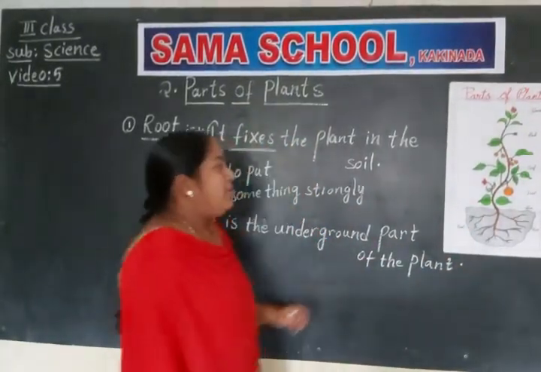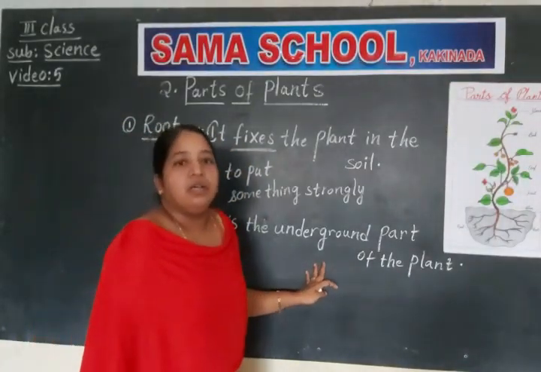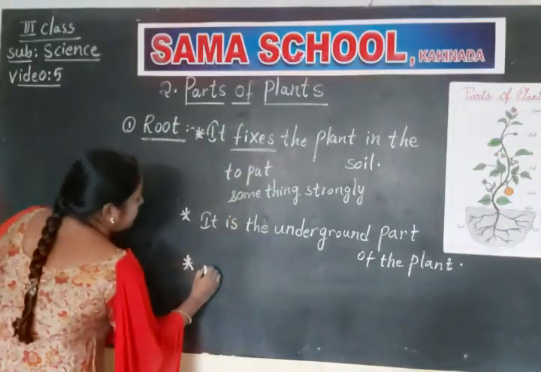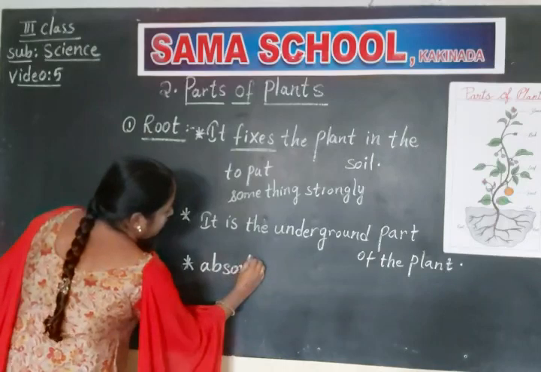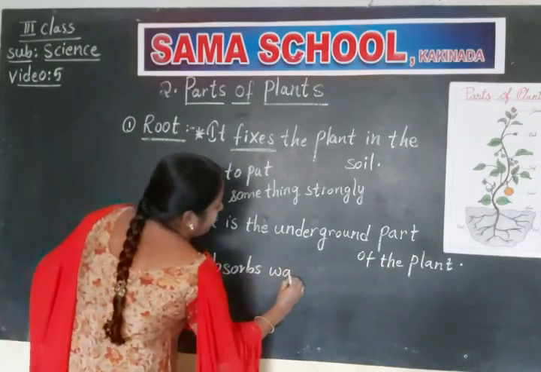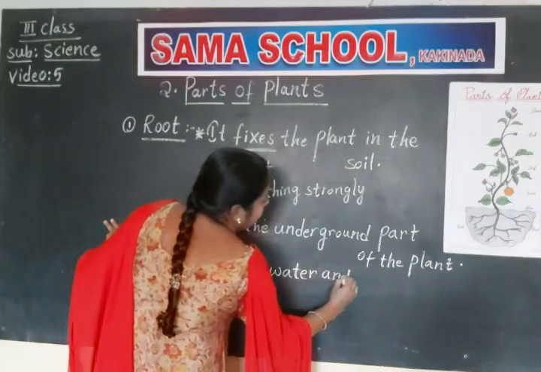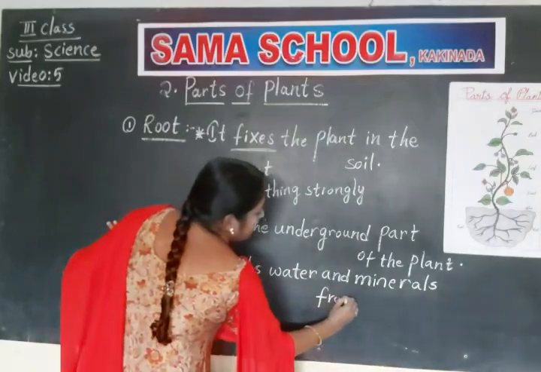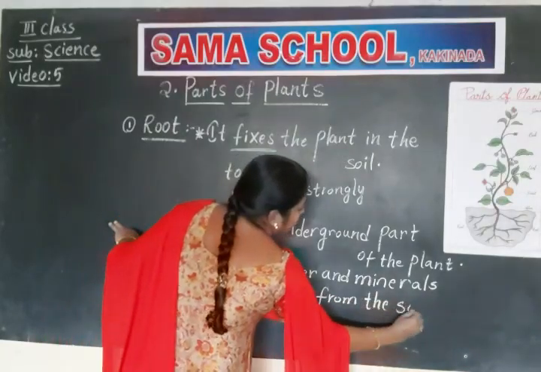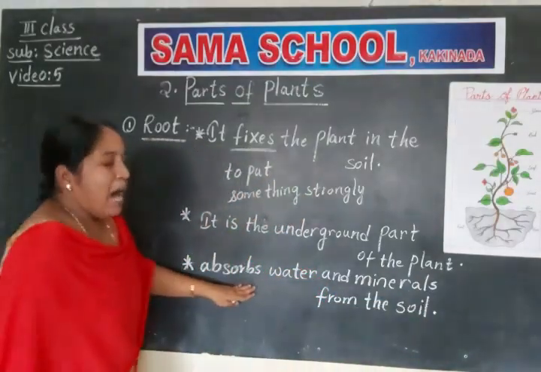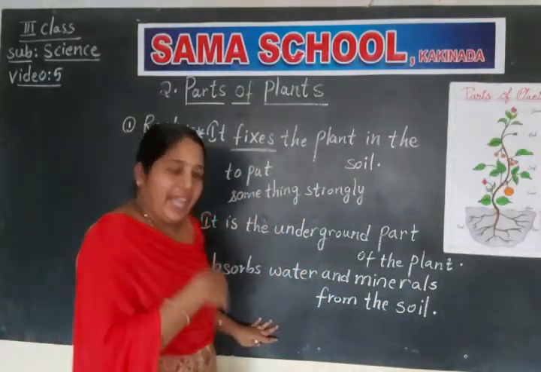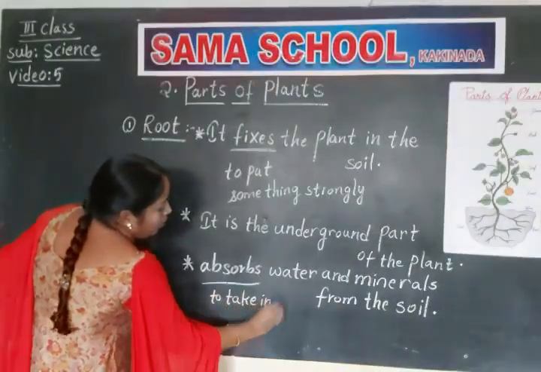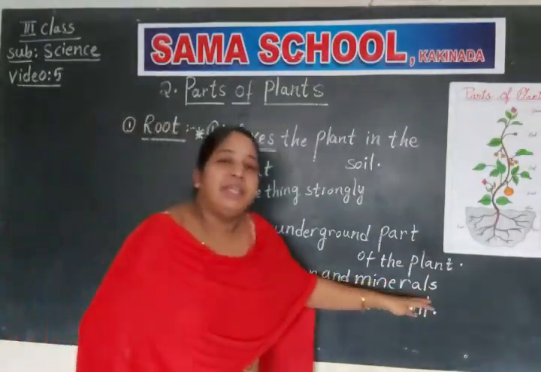Clear, children? And the main function of root is it absorbs water and minerals from the soil. Absorbs means to take in. What does it absorb? Water and minerals.